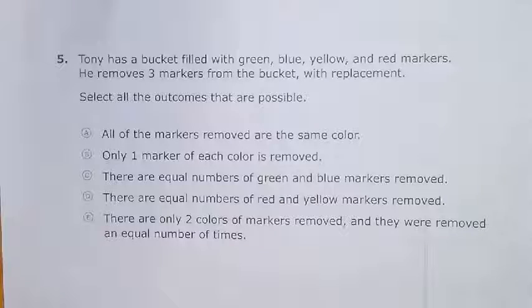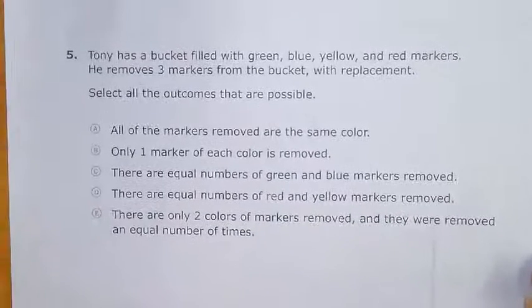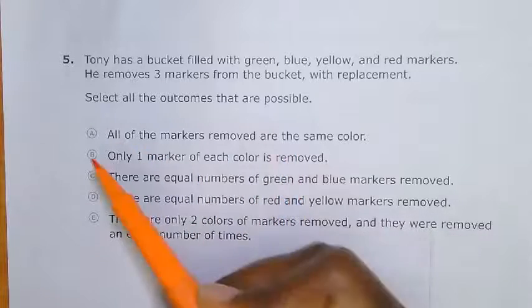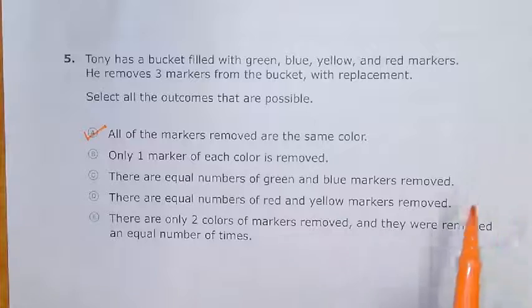Question 5 says Tony has a bucket filled with green, blue, yellow, and red markers. He removes 3 markers from the bucket with replacement. Select all the outcomes that are possible. So we're going to select all the outcomes that are possible. It says all the markers removed are the same color. Yeah, all the markers could be of the same color. Only 1 marker of each color is removed.